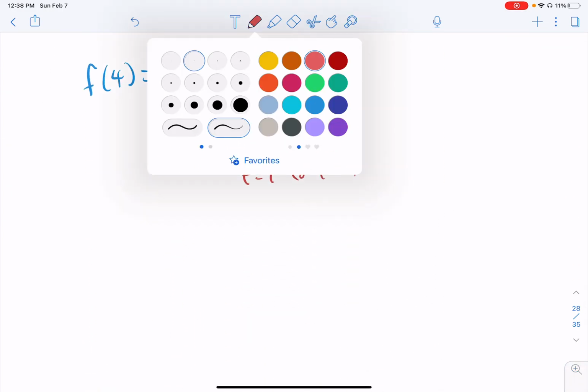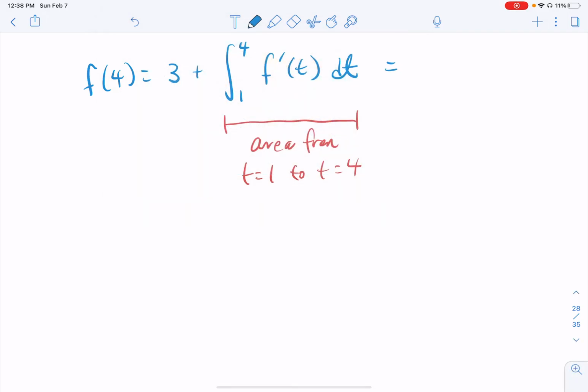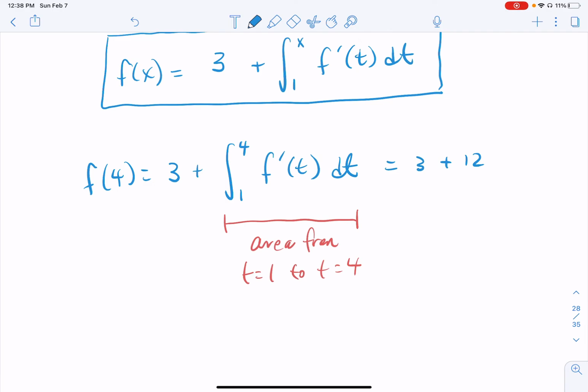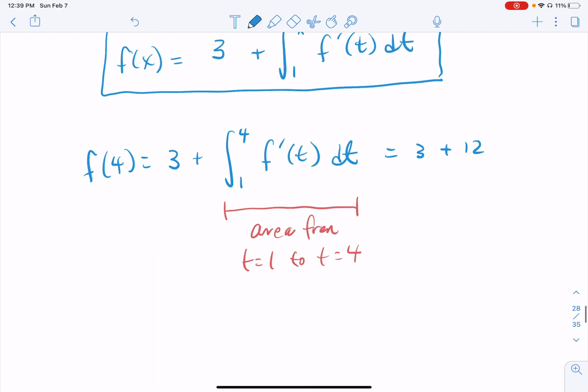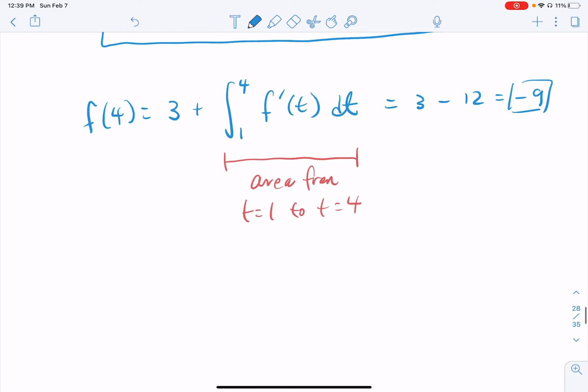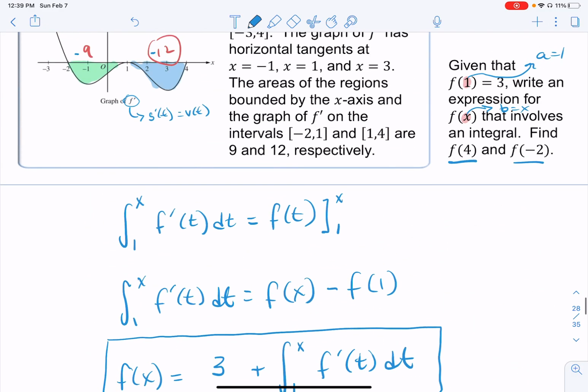So this should be equal to 3 plus 12, right? Except no, that's wrong. Why is it wrong? It's wrong because this is under the x-axis, so this should actually be a negative number, and that should also be a negative 9. So I need to make this a minus 12 for a total of negative 9. So here we have the answer, f of 4 is equal to negative 9. All right, let's do this one more for f of negative 2.